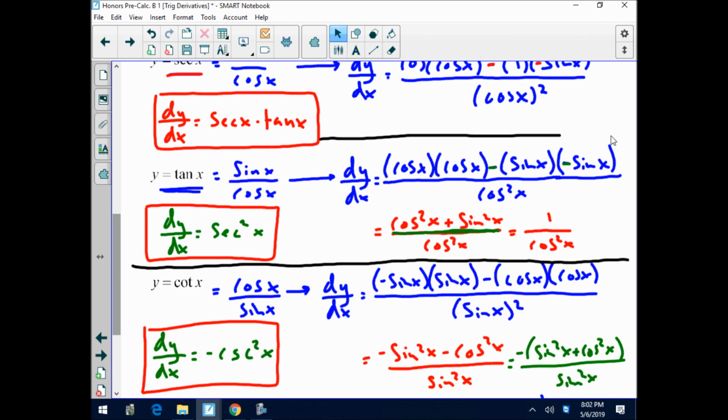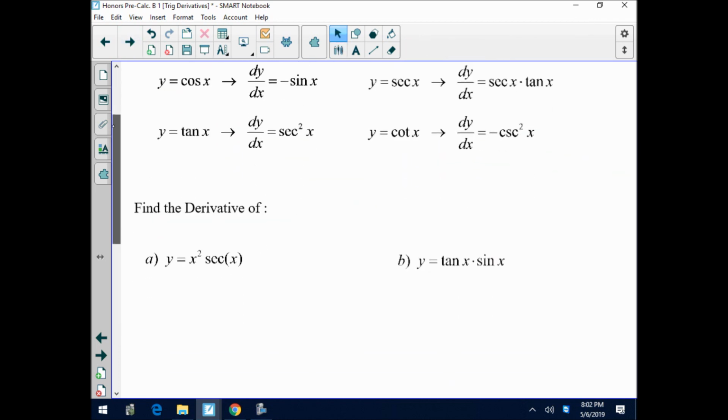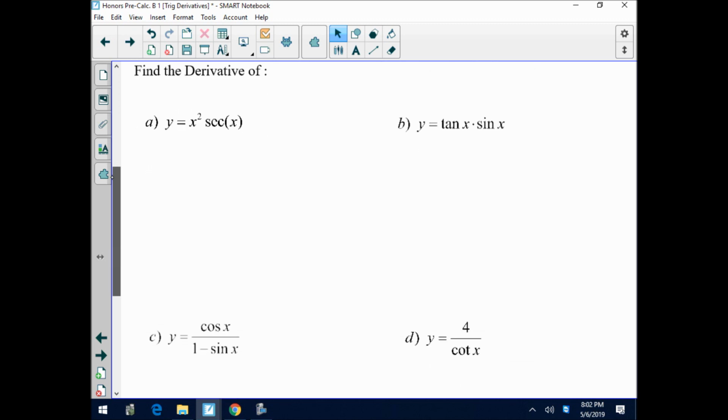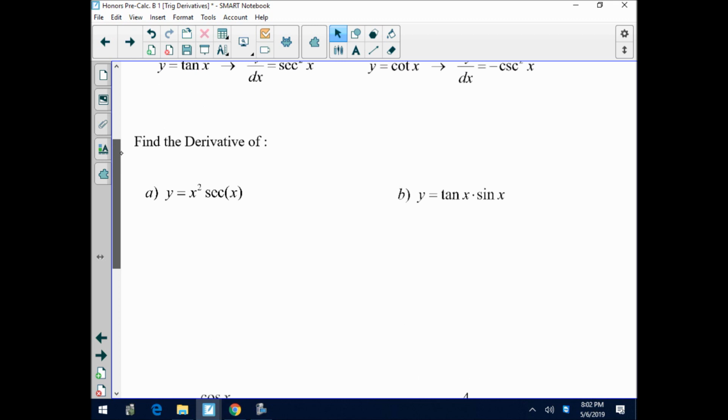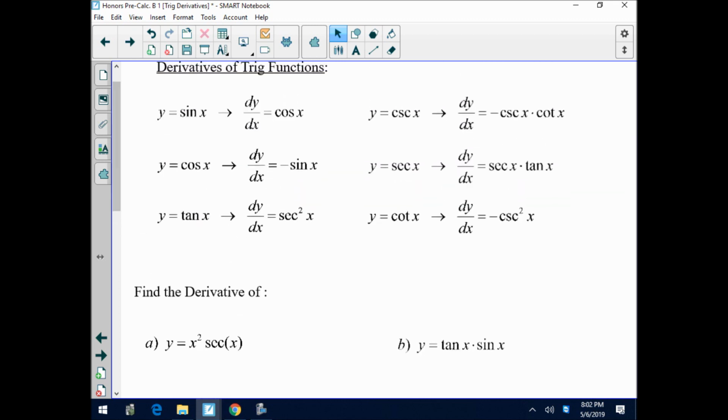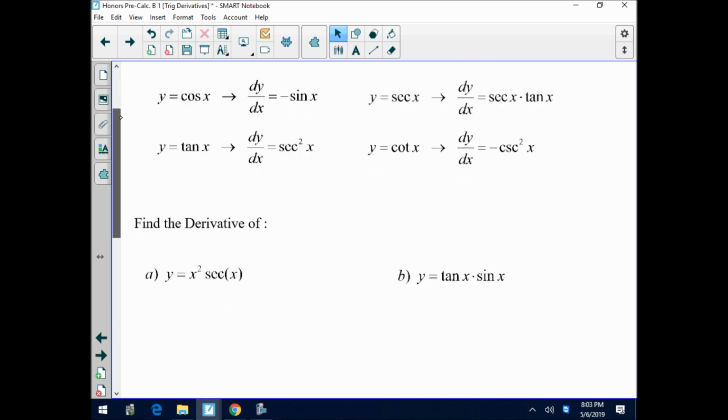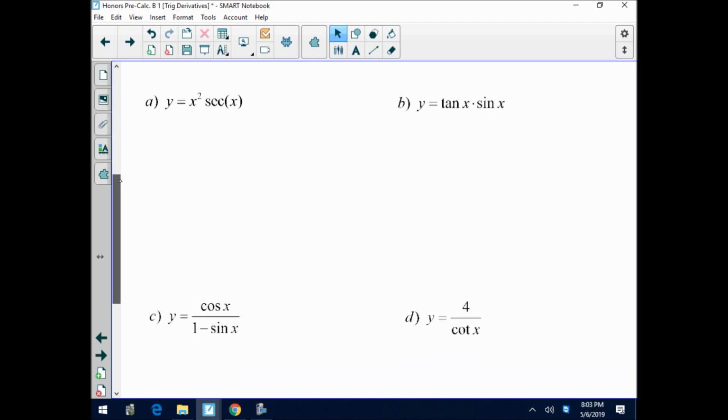So on this next page, we've got some problems. I figure we might talk about them a little bit, and then I let you try them, because I think you're probably ready to give some of these derivatives a shot. We've got all the derivatives for our trig functions above, and looking at these functions, we can go through and talk about the strategy a little bit.